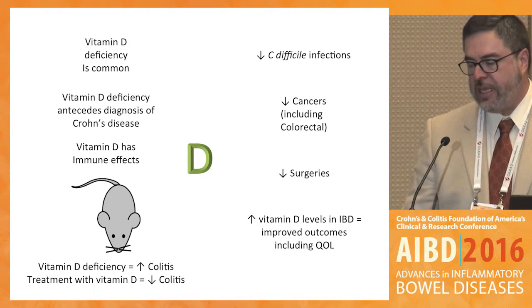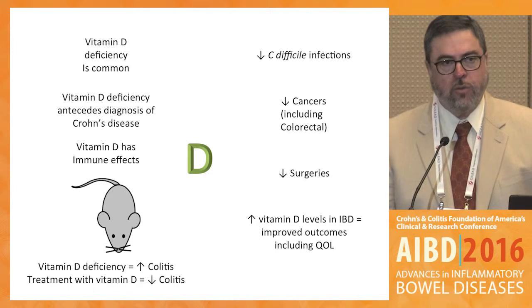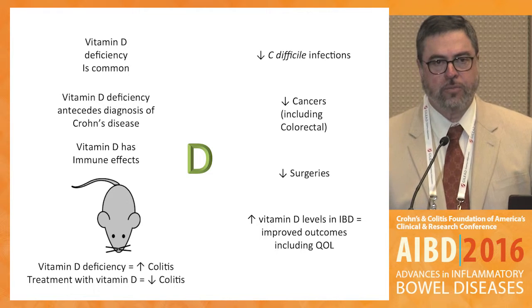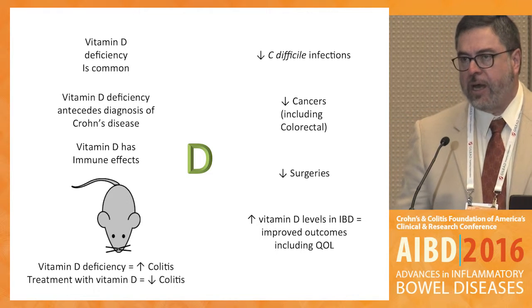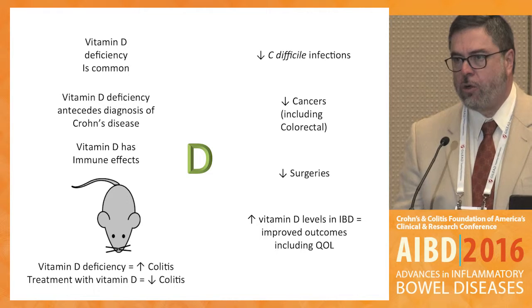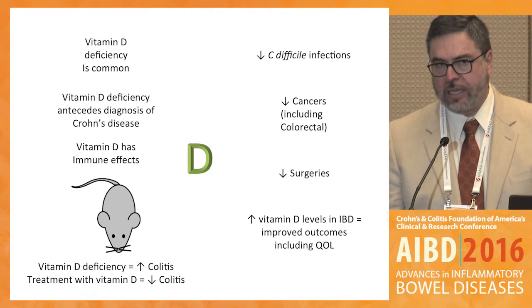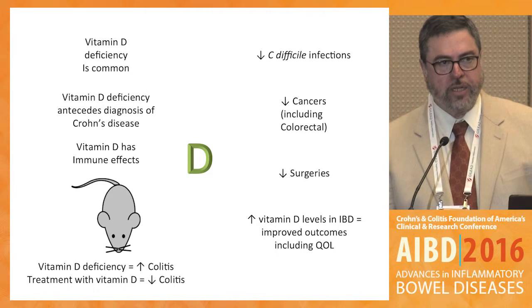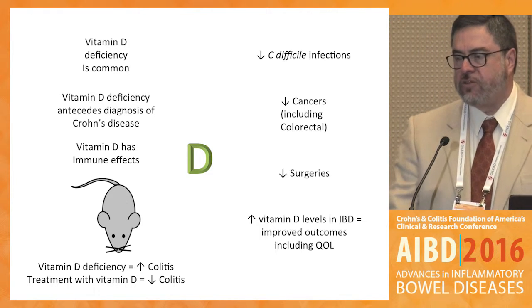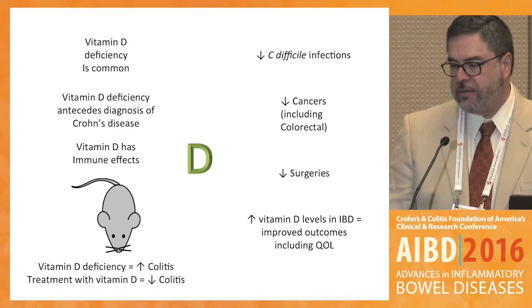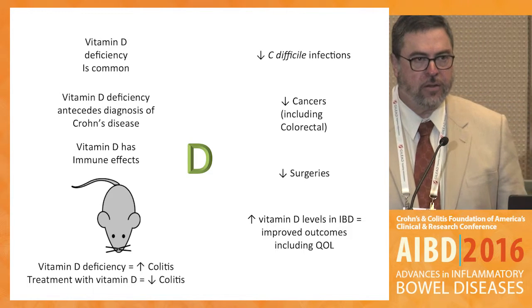So vitamin D deficiency is common. It can antecede the onset of Crohn's disease by years. We know that vitamin D has immune effects on both the innate and adaptive arms of the immune system. We know that in experimental models, vitamin D deficiency or inability to respond to vitamin D results in more severe experimental colitis, and in mice that are treated with vitamin D, it is the reverse. We know that adequate vitamin D levels are associated with decreased risk of surgery, cancer, C. difficile, and improved outcomes, including quality of life.